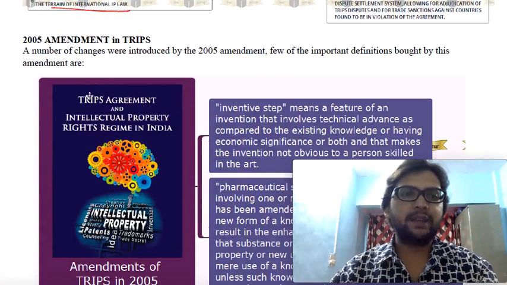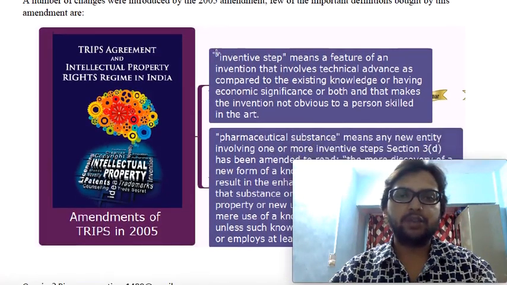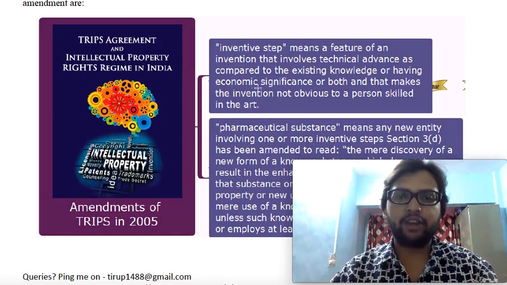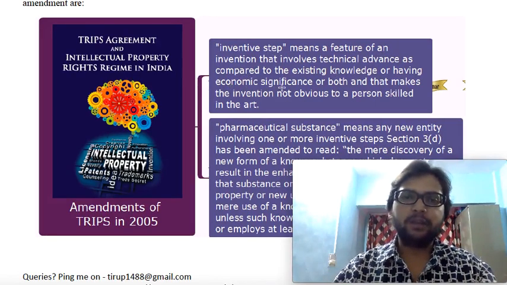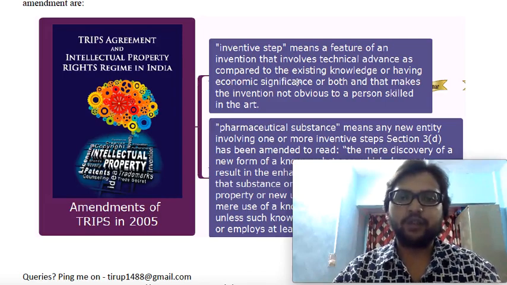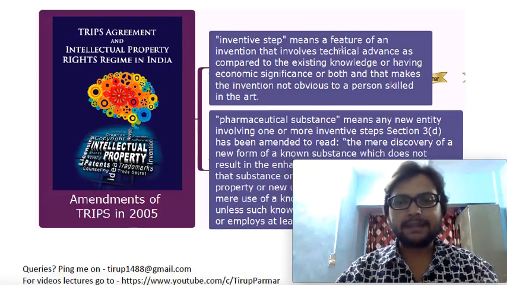Now we'll look at some of the amendments made in the year 2005. What are those amendments? Inventive step means a feature of an invention that involves technical advancement as compared to existing knowledge or having economic significance. So what we mean by inventive step is that in the existing idea we are making some changes. That is what we mean by invention. I hope this particular point is clear, and we already discussed it in the part on patents as well, which is called the extension of an existing idea.